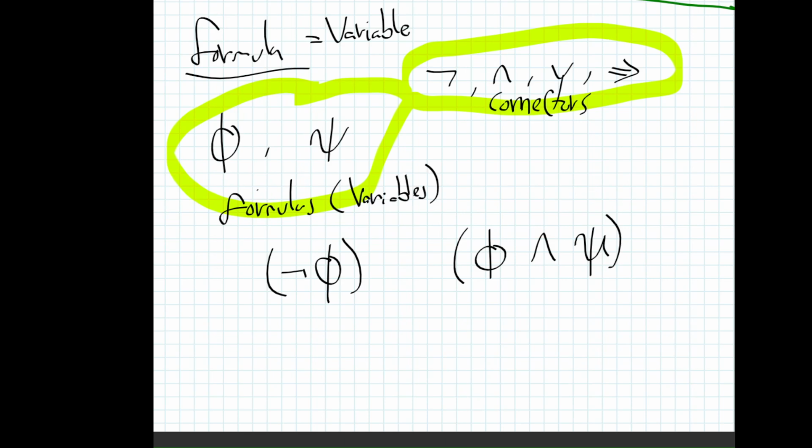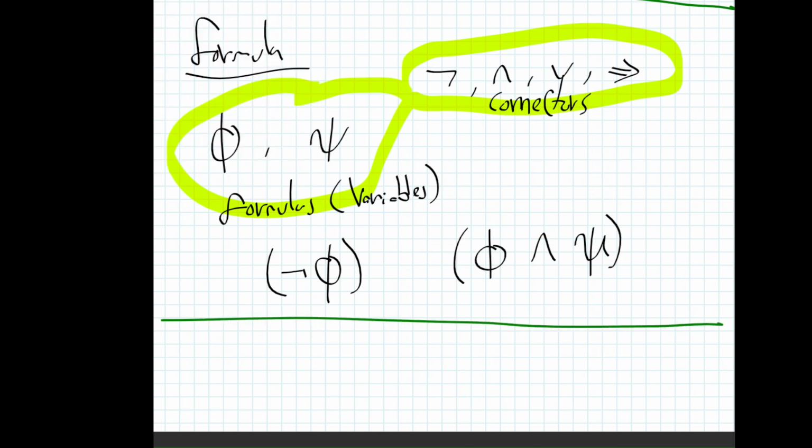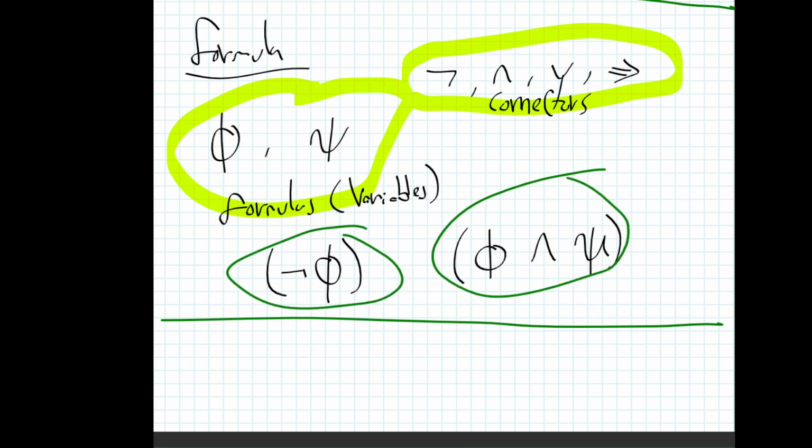That's another word for them, just reiterating. So yeah, we'll see some of these happening quite often, and we'll begin by defining what is the meaning of these operators, these connectors, and how the variables or formulas can behave with them.